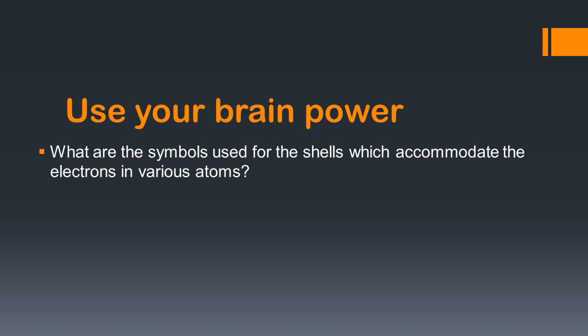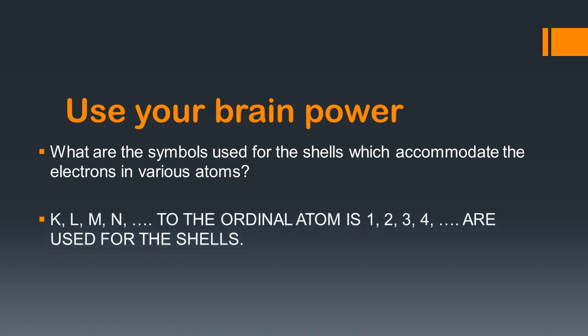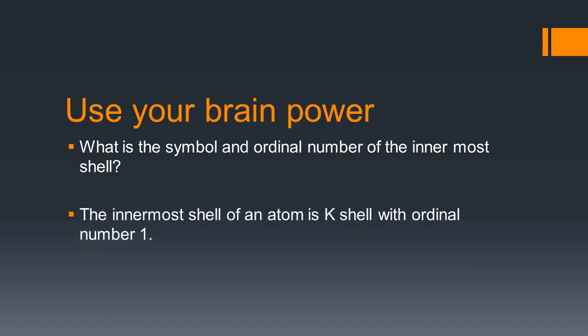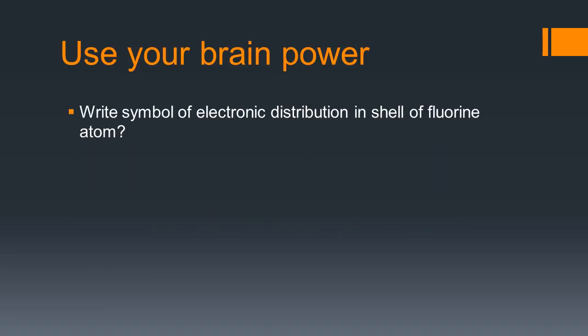Students, let's answer some questions. What are the symbols for the shells which accommodate the electrons in the various atoms? K, L, M, N. The ordinal numbers first, second, third, fourth are used for the shells. What is the symbol and ordinal number of the innermost shell? The innermost shell of an atom is the K shell with ordinal number 1.